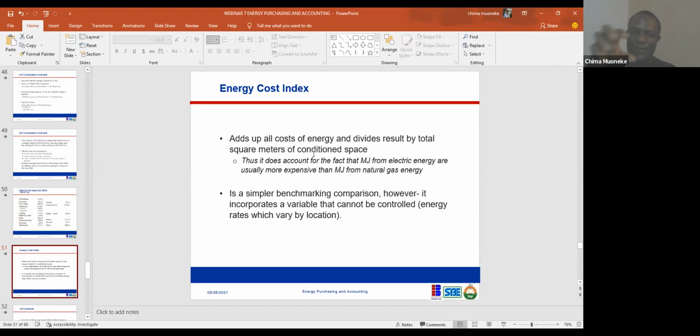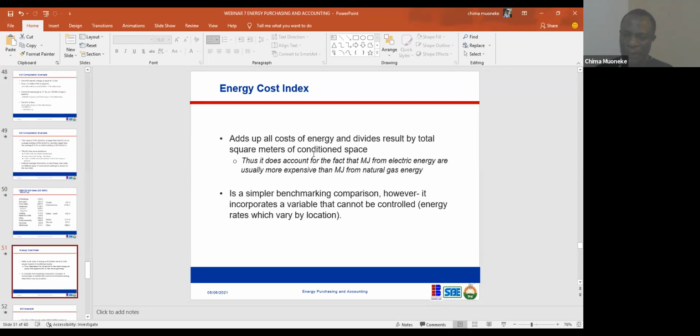For energy use index, you're dividing the quantity of energy that is used by the floor area. But in energy cost index, you're dividing the cost of the energy by the floor area. That's the only difference. It's the same thing, only that instead of the quantity of energy used, you're using the cost of the energy.